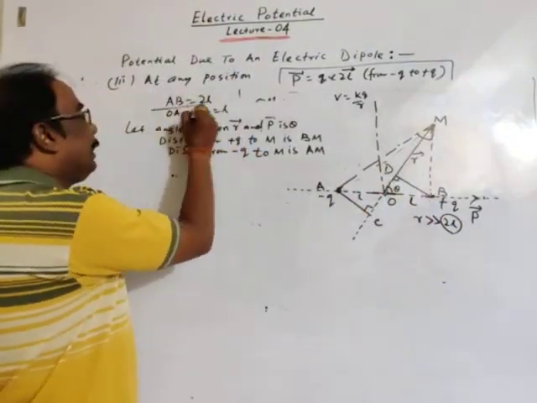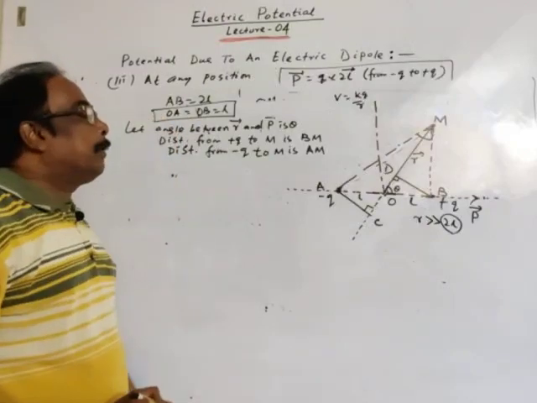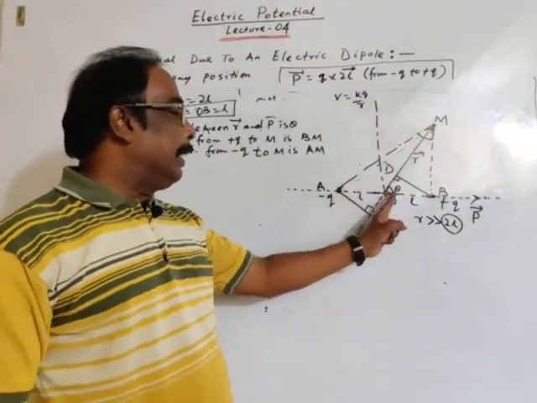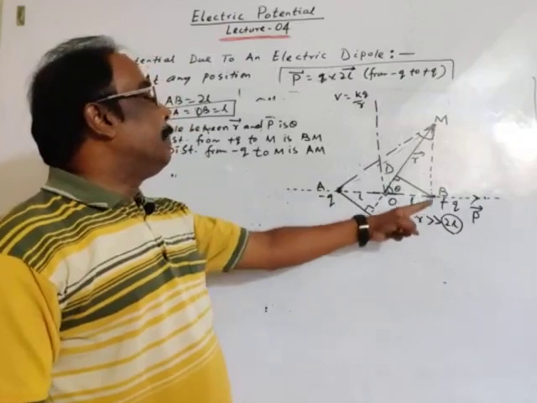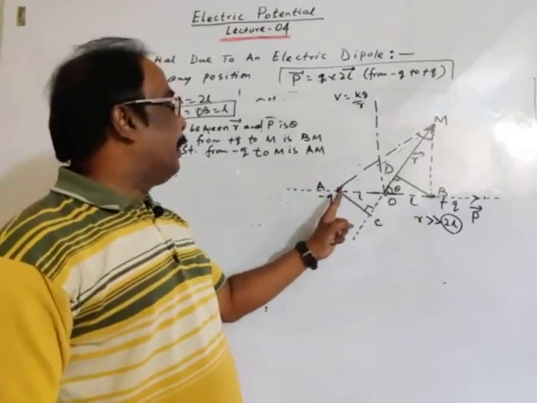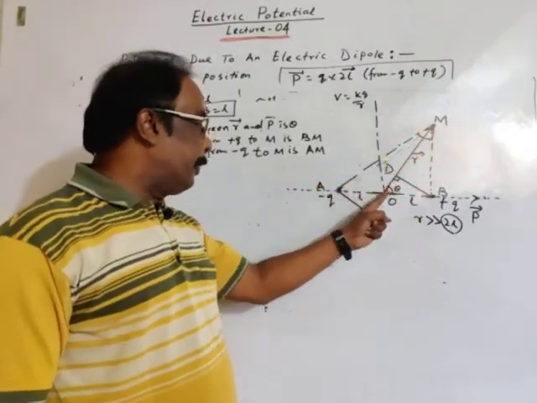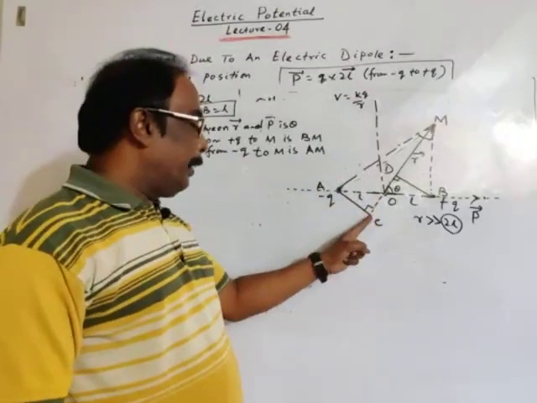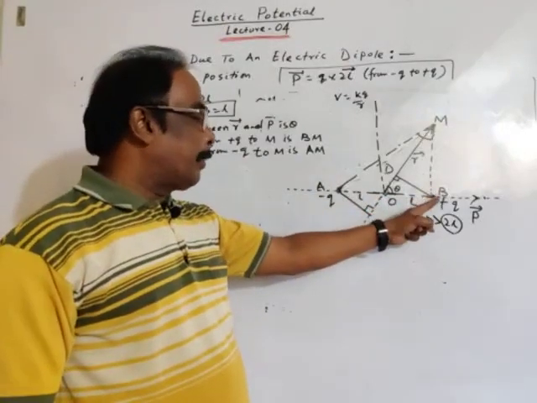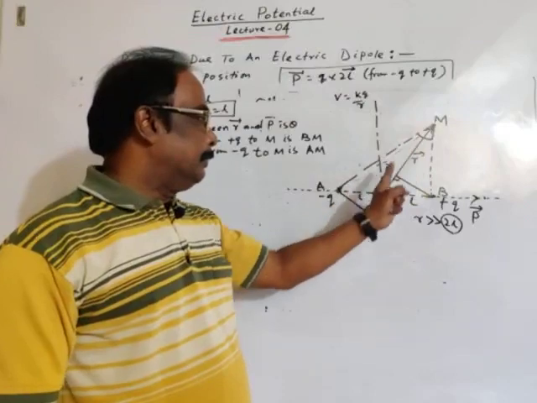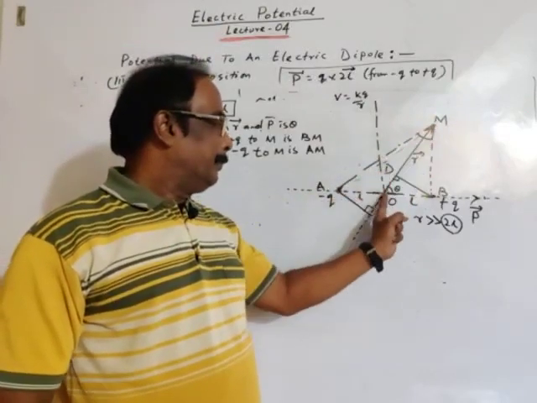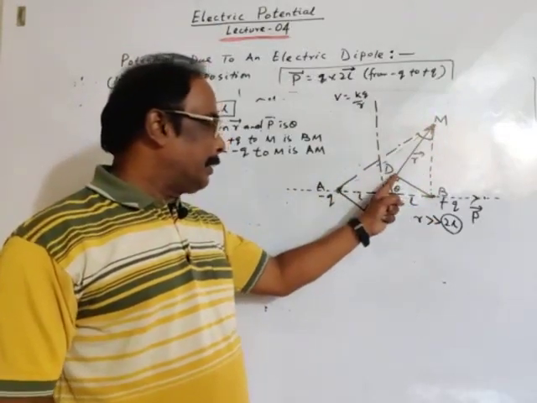So, OA is equal to OB is equal to L. Length of OA is L. Length of OB is L. We have drawn a perpendicular from A to the produced MO. The perpendicular touches at C. We have drawn a perpendicular from B to OM where it touches at D.